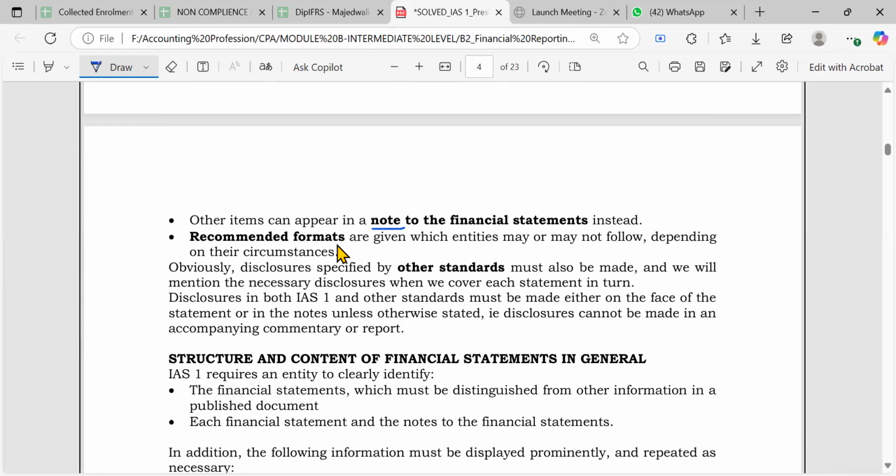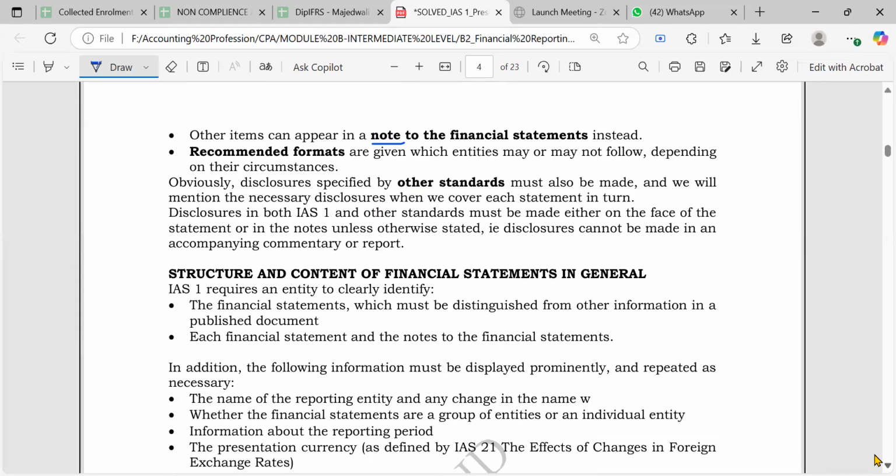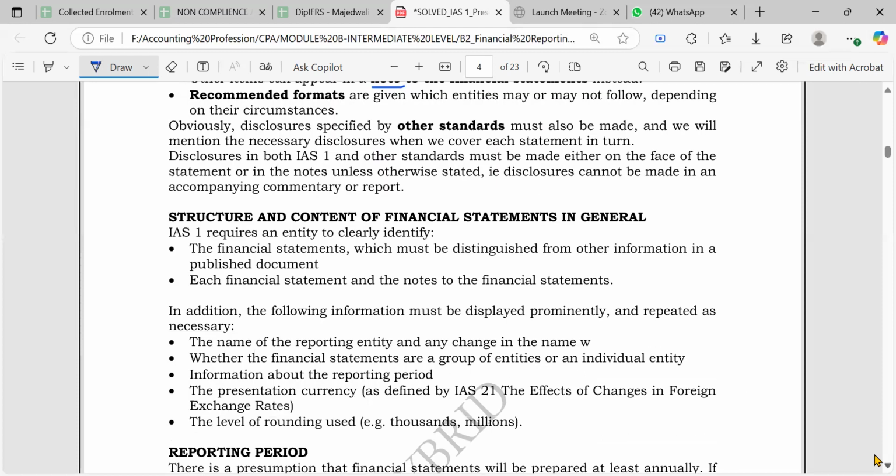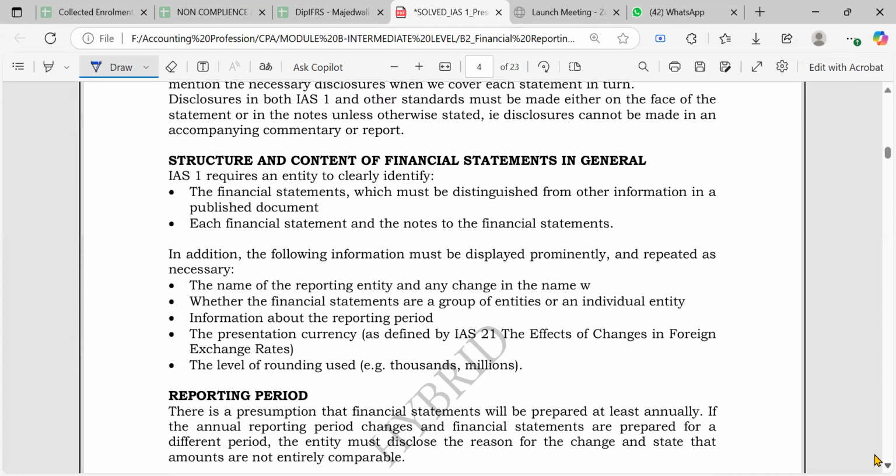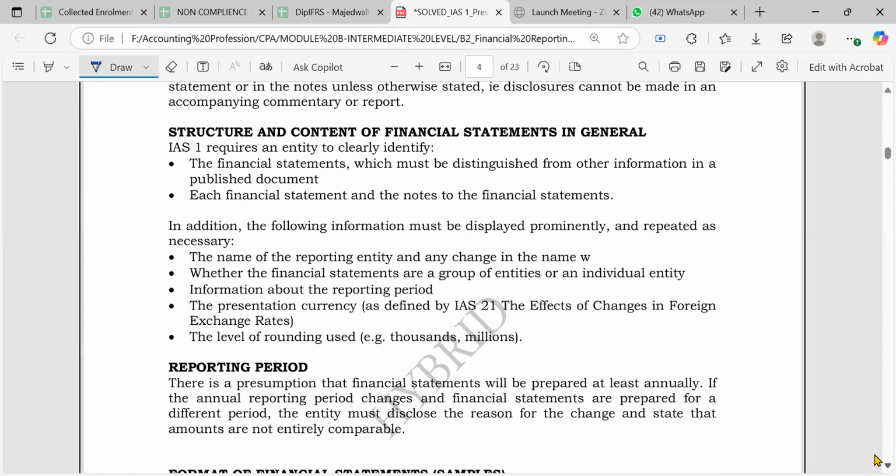Yes, there are recommended formats which entities may or may not follow depending on their circumstances. So there are just matters that you would see when you are actually dealing with the solving. And then what next is the structure and content of financial statements.